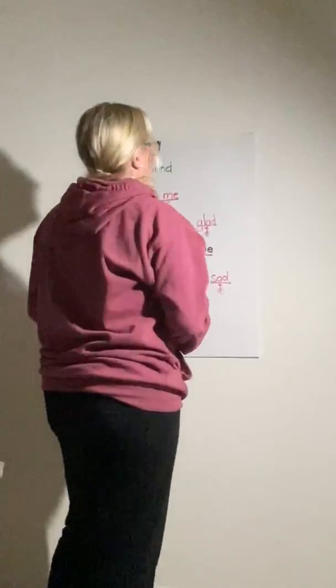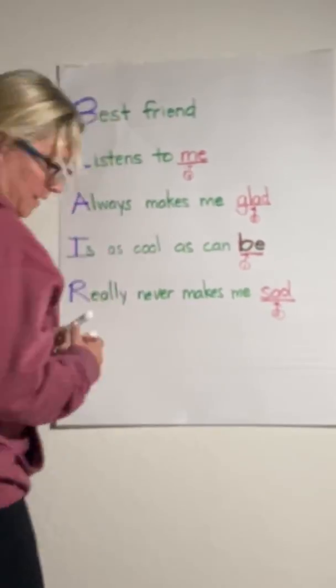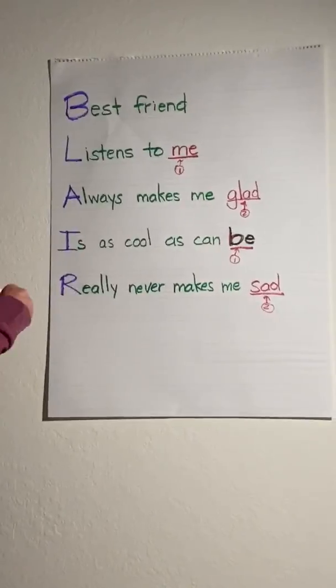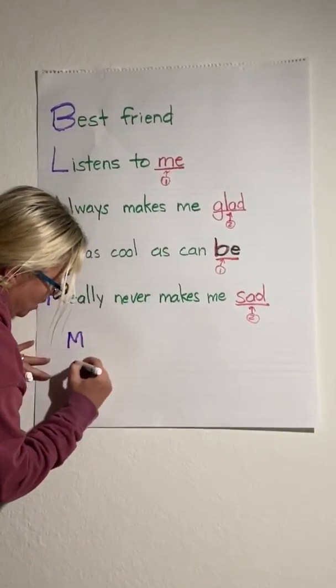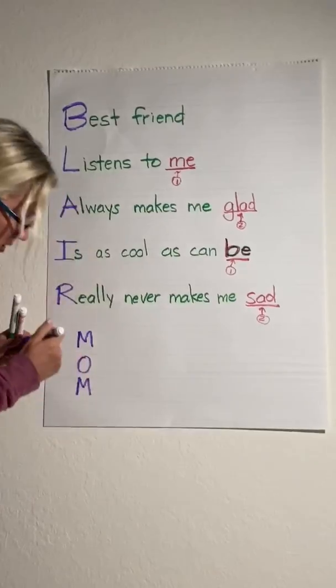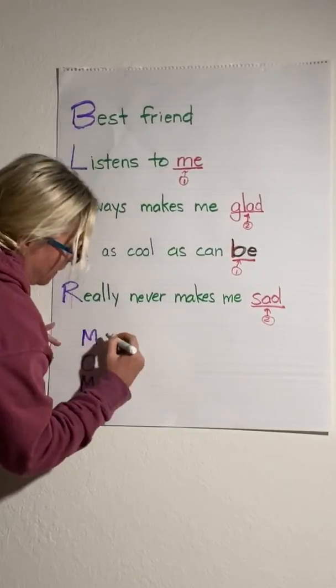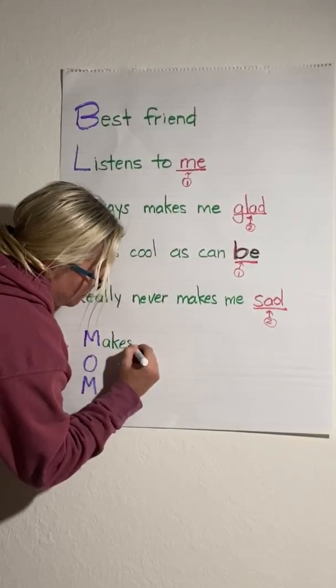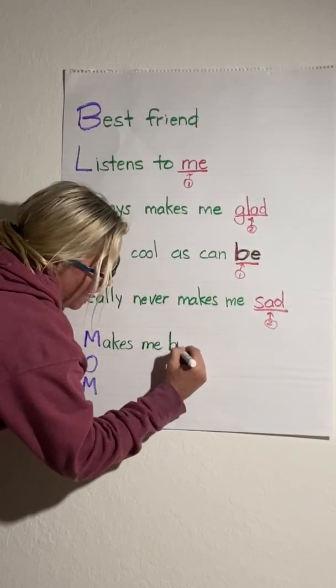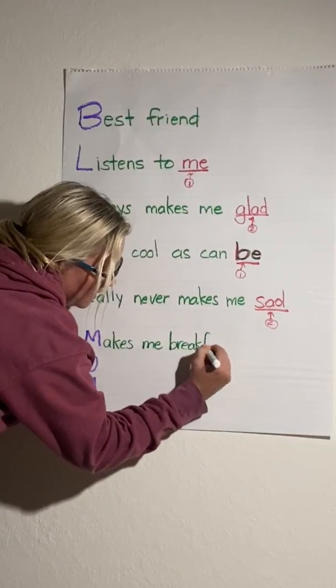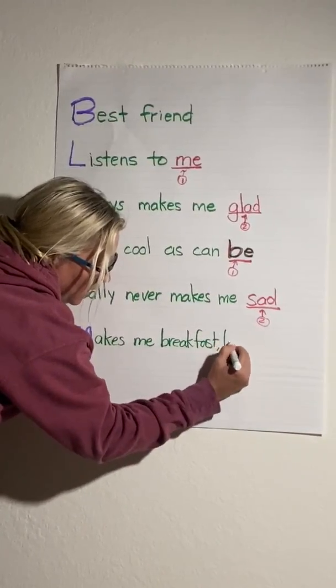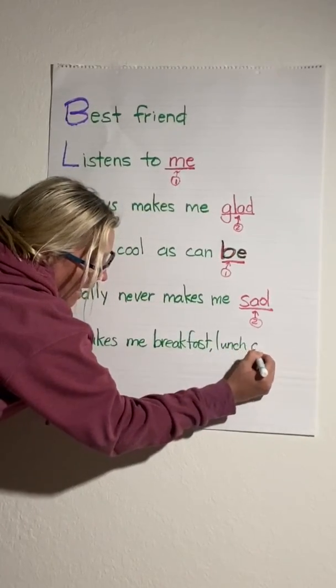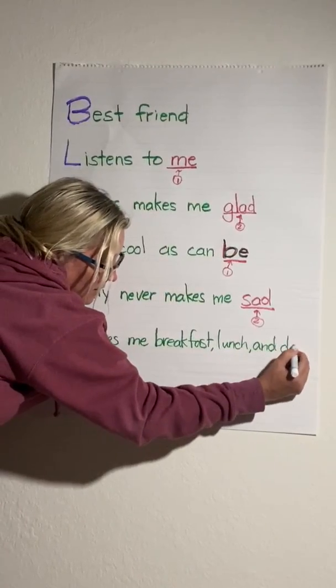For instance, if I did mom, let me do mom down here real fast for you. If you did one about mom, M-O-M. You could write, makes me breakfast, lunch, and dinner, because that's what she does.